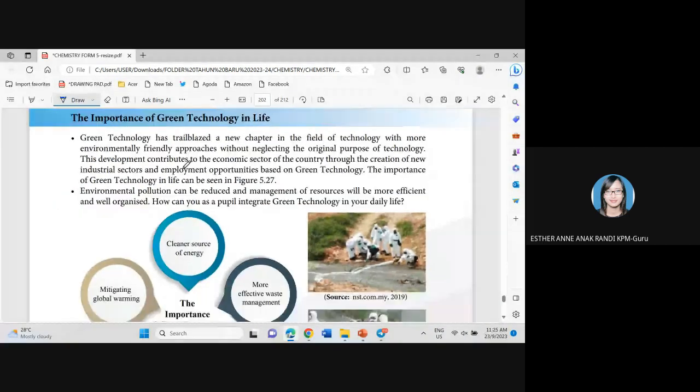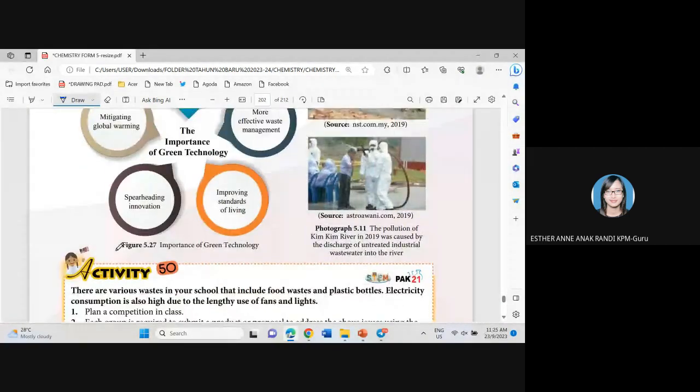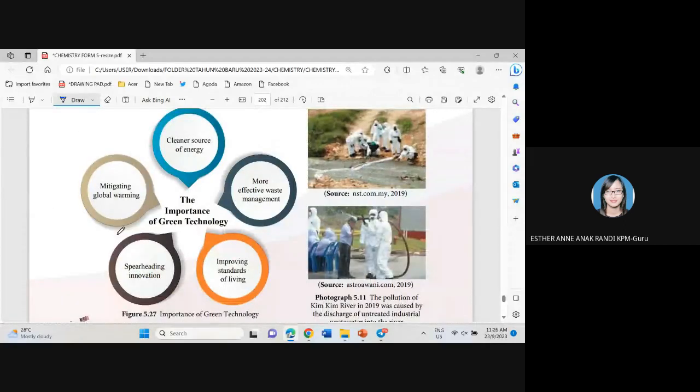Okay, so here you have to take note of the importance of green technology. Why do we need green technology here? So first is to have a cleaner source of energy. Okay, we don't want an energy that produces more waste. Kalau boleh kita nak kurangkan waste, kurangkan pembaziran dekat situ. More effective waste management. Okay, we want to make sure that the waste is fully used. Selagi kita boleh guna, selagi kita boleh recycle, for example, and the water can be treated, we treat them.